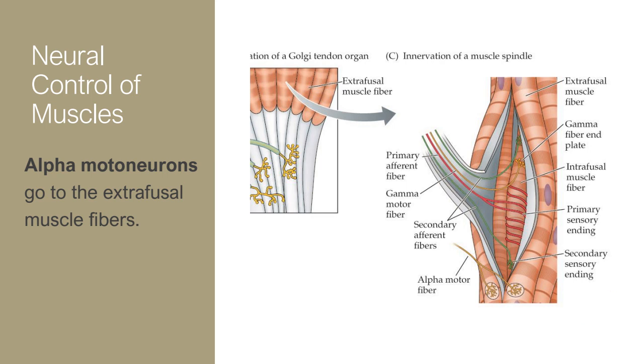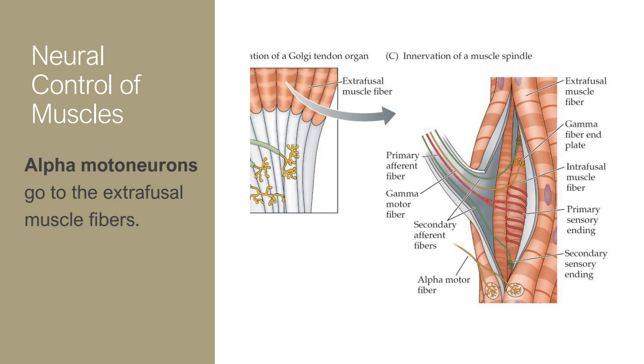Our alpha motor neurons go to those extrafusal muscle fibers of the spindle. So you can see a lot of things going on here within this muscle spindle. This is our alpha motor neuron going to the extrafusal, that outer part of the muscle spindle.